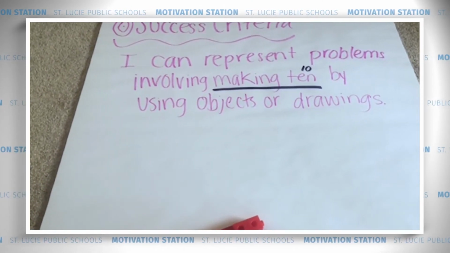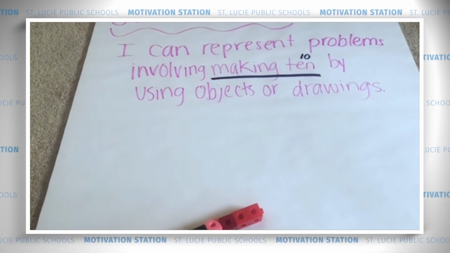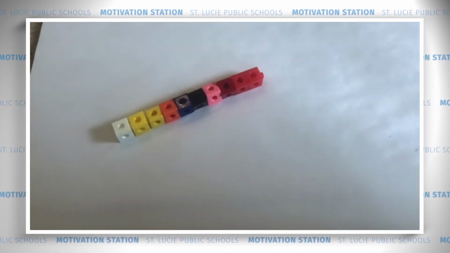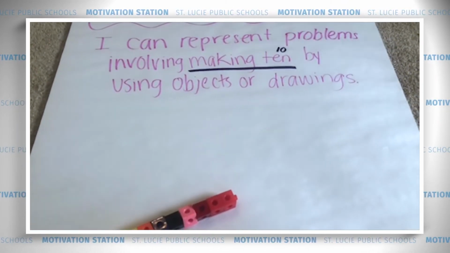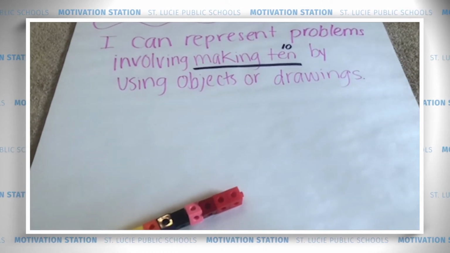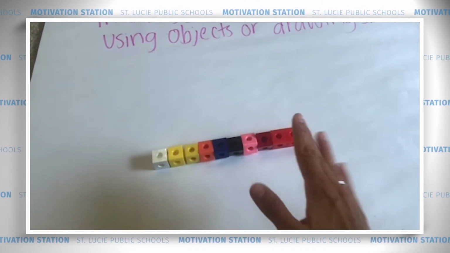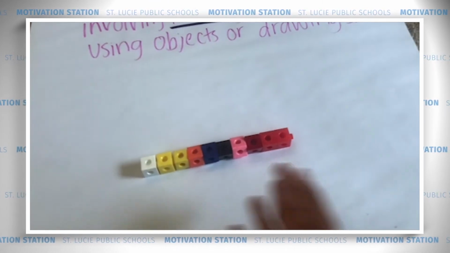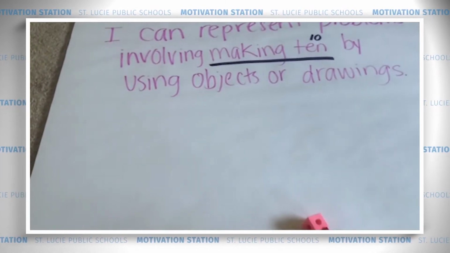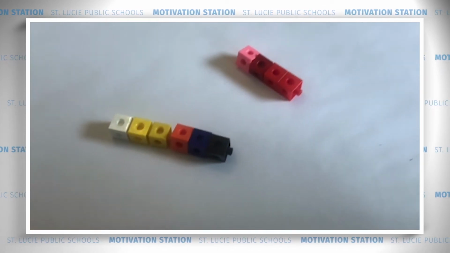All right, friends, to practice our success criteria, I can represent problems involving making 10 by using objects or drawings. You're going to need 10 counters. I'm using snap cubes. Now, we're going to play a fun game called the Bend and Snap to find all these different ways to make 10. So put your counters in a row. Mine are in a nice cube train, and you're going to bend them apart and then snap them.